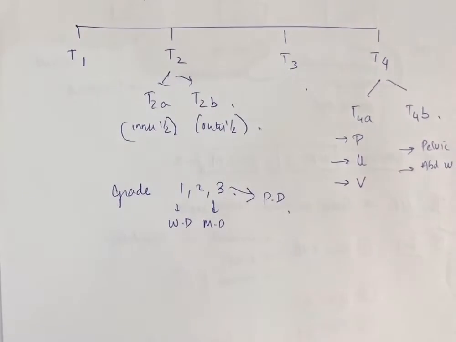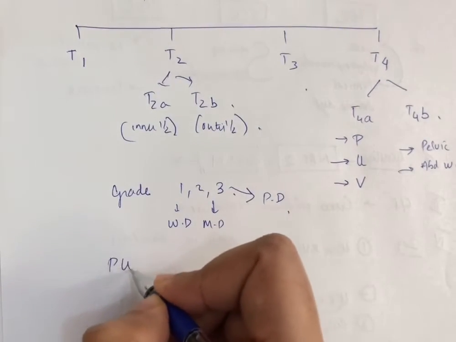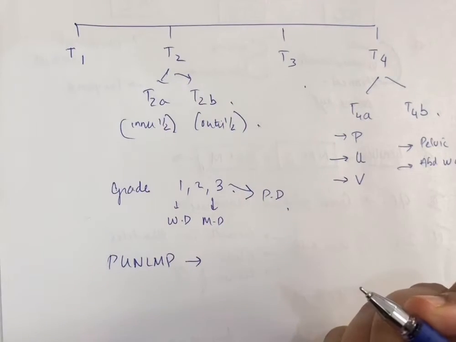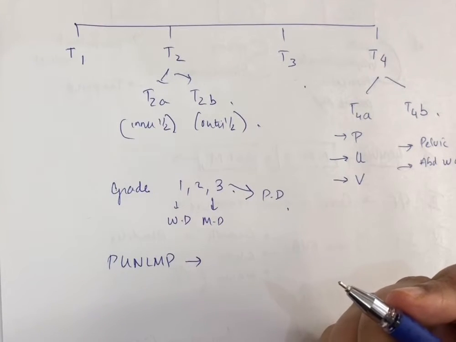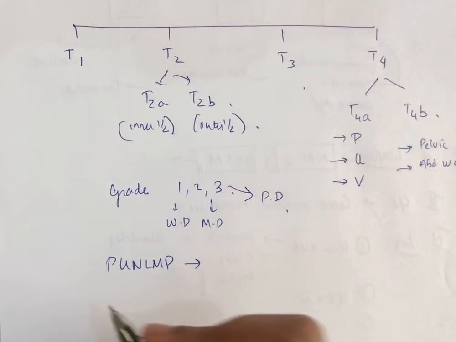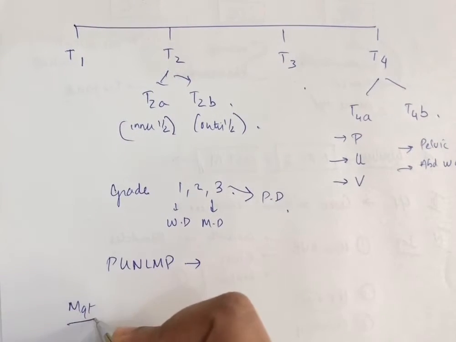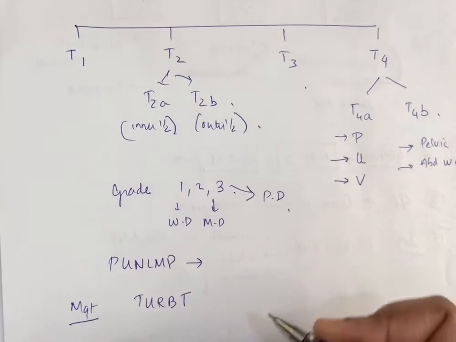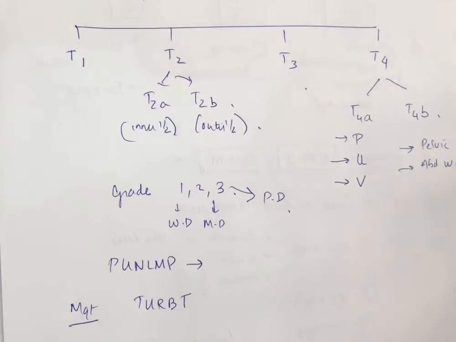Okay, then there is something called a PUNLMP. What is a papillary urothelial neoplasm of low malignant potential? Now, how do you manage it? Yes, you already said it is by TURBT, transurethral resection of bladder tumor.